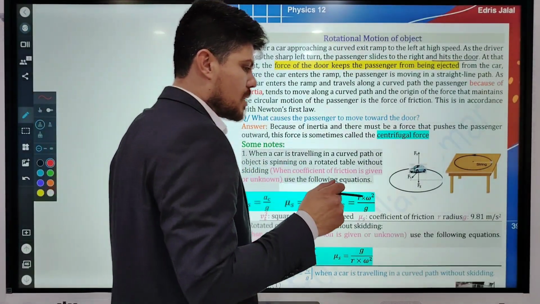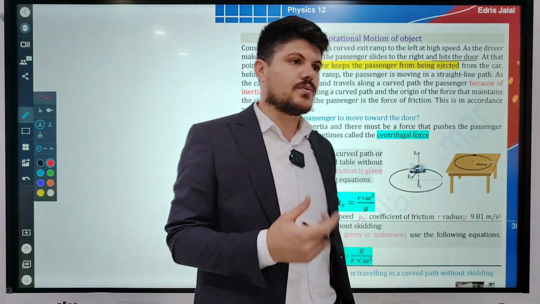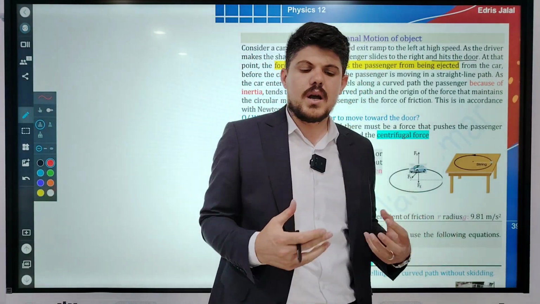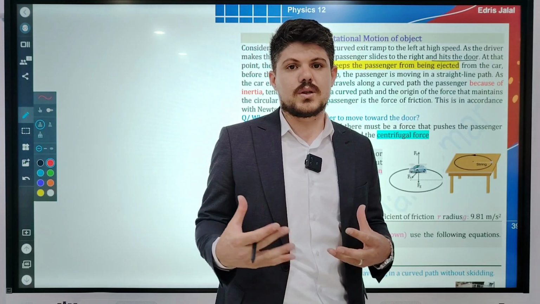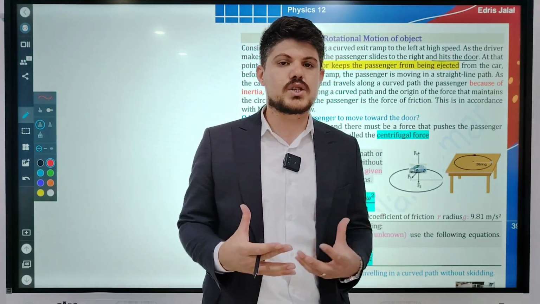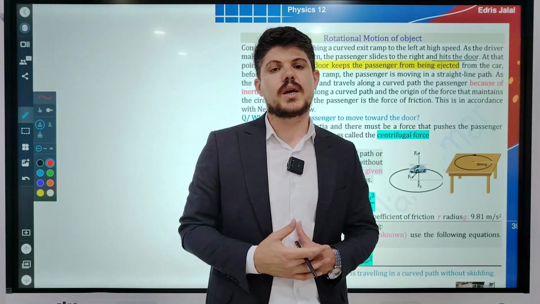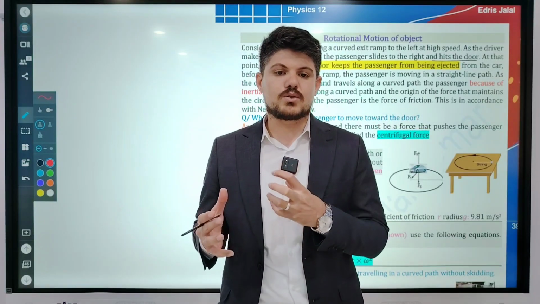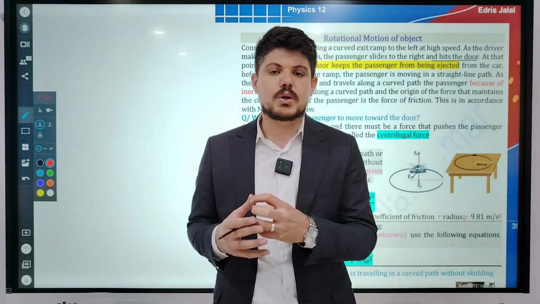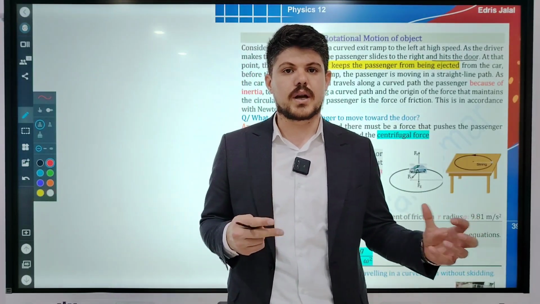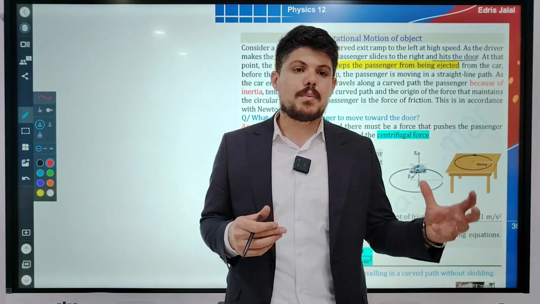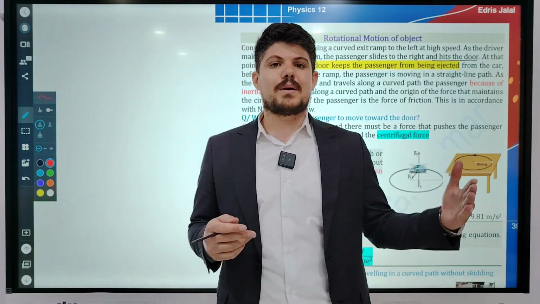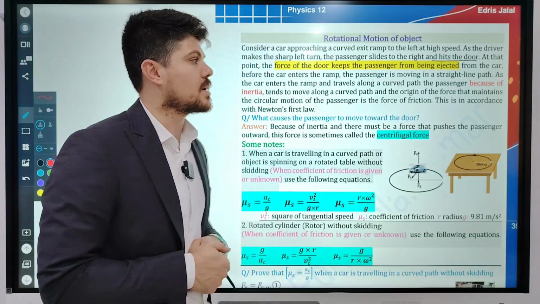Why? When you make the sharp left turn and the car is moving very fast, the passenger will hit the door. Why? Because the frictional force between the chair and the clothes of the passenger is not enough to keep the object at its position. So the object tries to move away because of the centrifugal force, because of the inertia. But because of the door, it keeps the passenger from being ejected from the car.